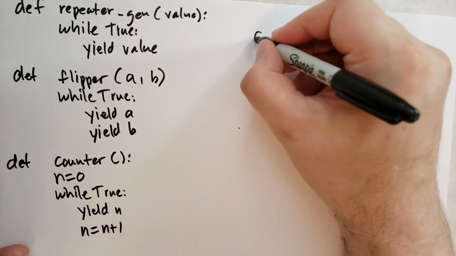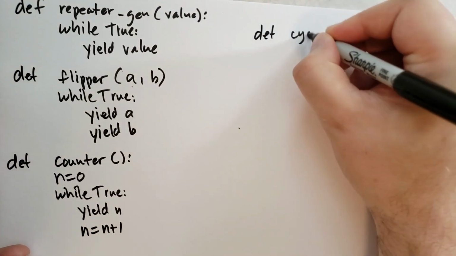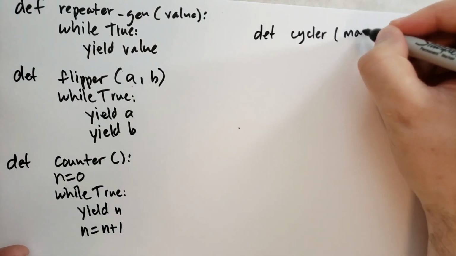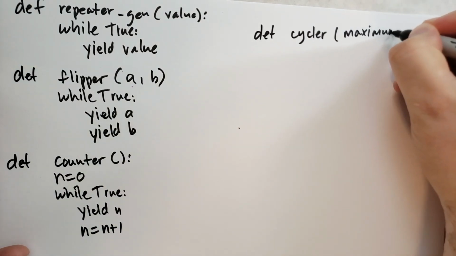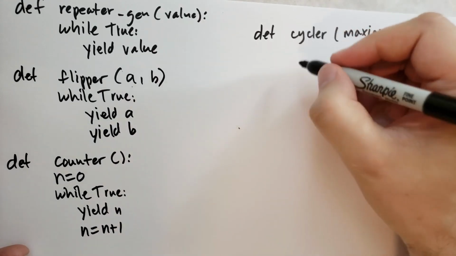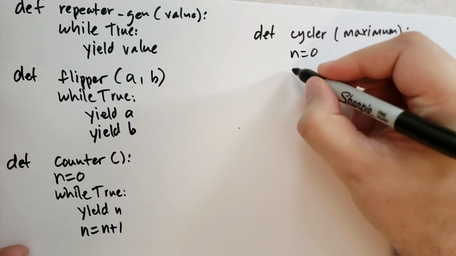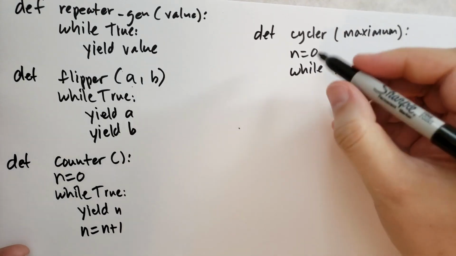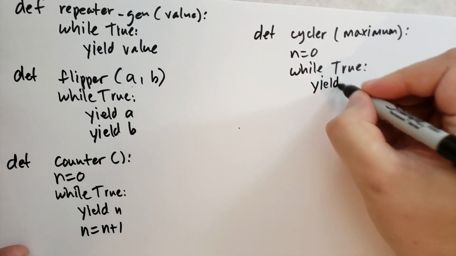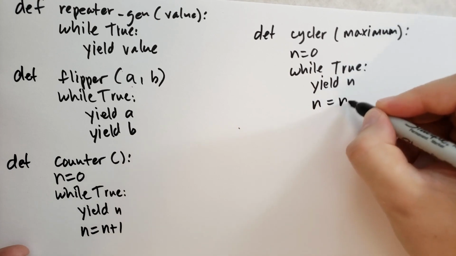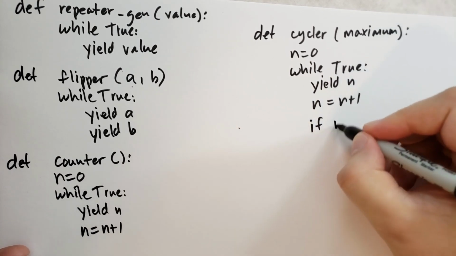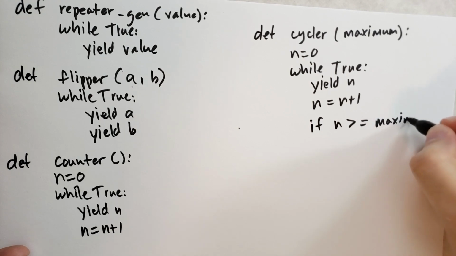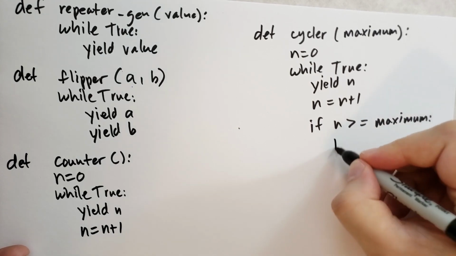Maybe we want to cycle through values over and over again. Let's have some kind of maximum we want to go up to. So like the counter, we start at 0. We have an infinite loop. We yield that value. We increment it. We say if n is greater than or equal to maximum, we start over again at 0.